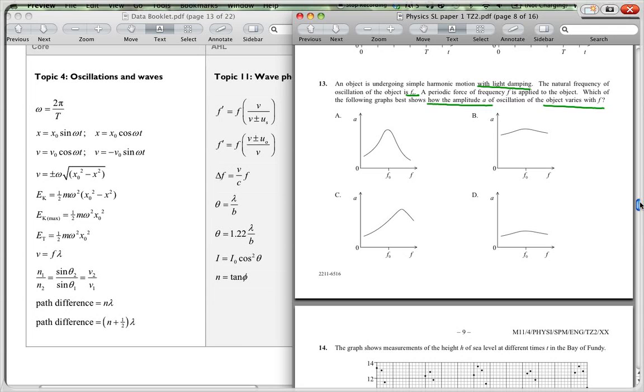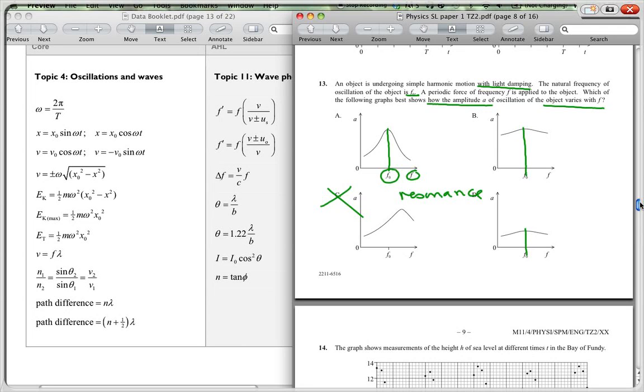Now, the important thing to realize here is that when your frequency is equal to F0, you're going to get something called resonance occurring. When the driving frequency is equal to the natural frequency, you get a real increase in the amplitude because it is working together. So we would expect the peak of the amplitude to be at this over here. Now that would discount C altogether. These are, I suppose, reasonably possible. We're looking for the best one.